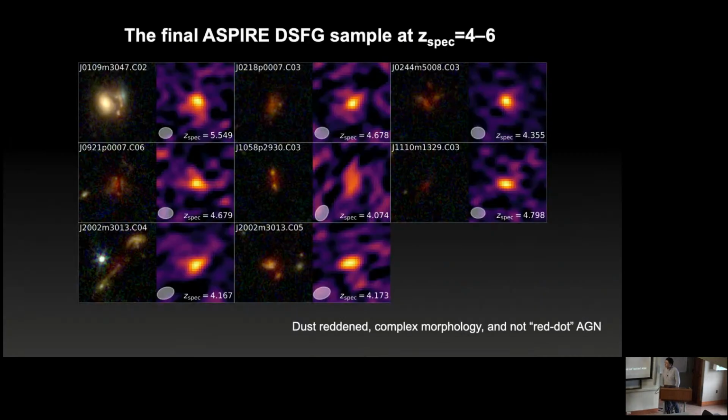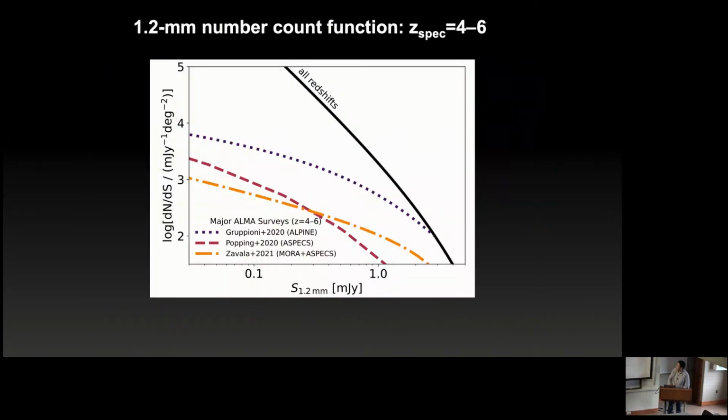And the images of these galaxies look like this. I'm showing the HST image and JWST image on the left, and the ALMA image on the right. That's the dust continuum. You see, lots of them are dust reddened with complex morphology, sometimes mergers, and the first one is actually gravitationally lensed.